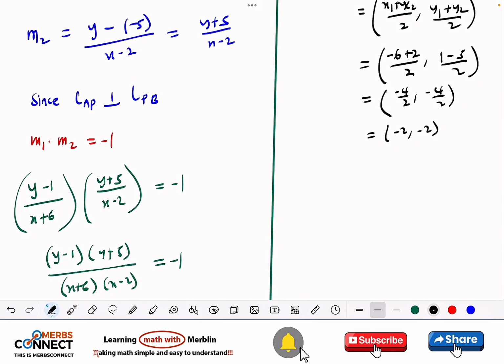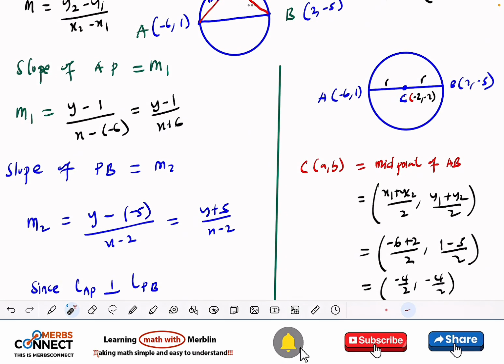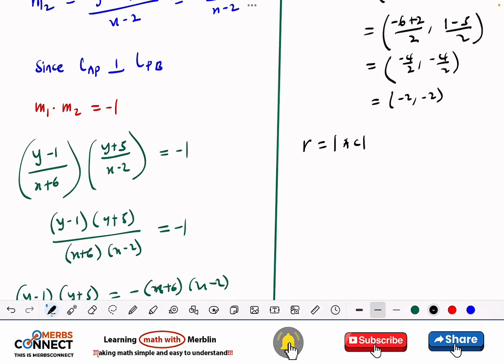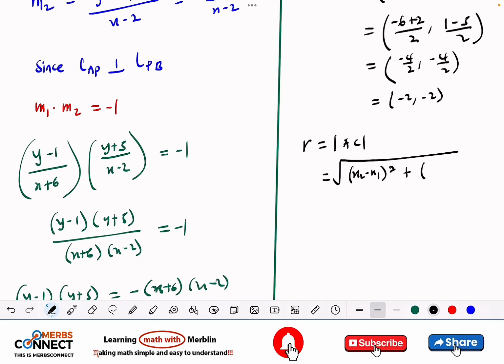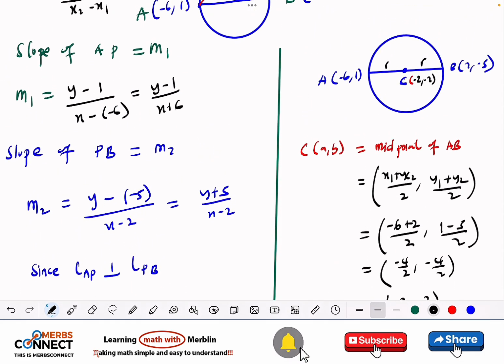Let me just pick A and C. So R is equal to the distance between A and C, right? So let's do that. What is the equation of the distance between 2 points? The square root of (x2 minus x1) squared plus (y2 minus y1) squared. So you see that almost everything that we are doing, we need formulas from coordinate geometry, right? So please, we need formulas. Make sure you know them.